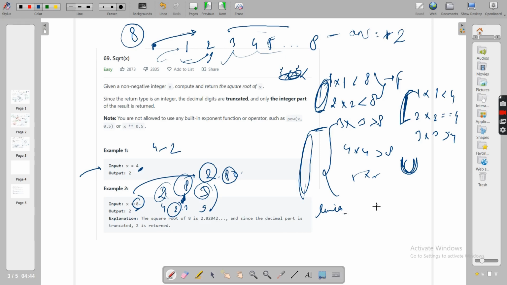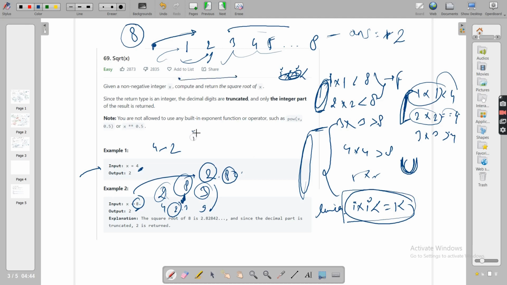Our favorable zone is where i cross i is lesser than or equal to k. For all i cross i lesser than or equal to k, you will iterate, starting from the first value and going till the point i cross i is lesser than or equal to k. Because once i cross i is greater than k, going forward you will not get your answer.